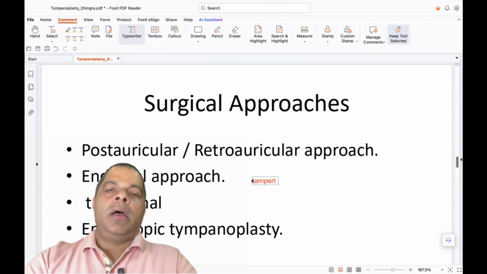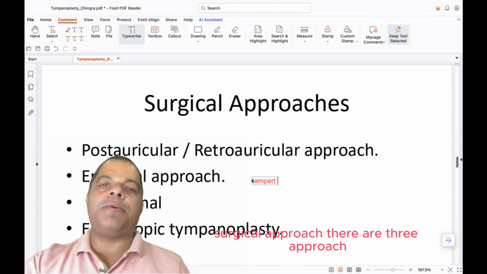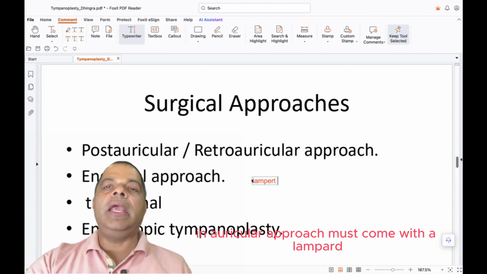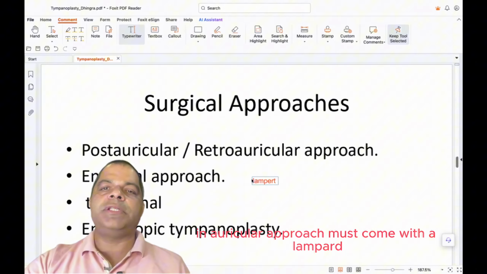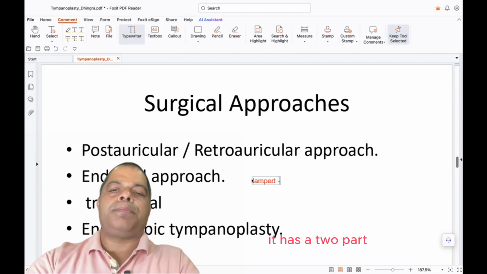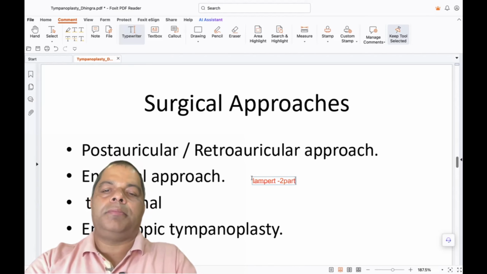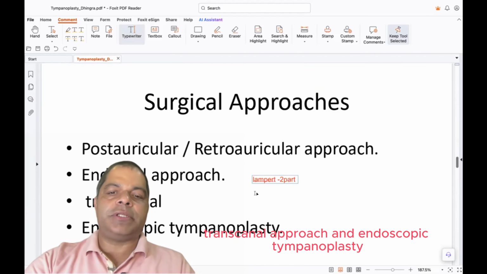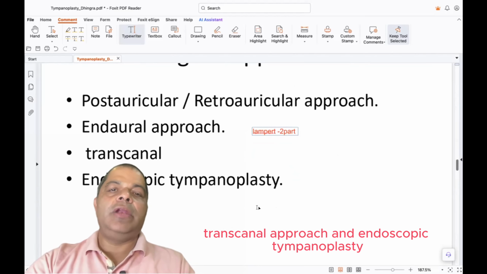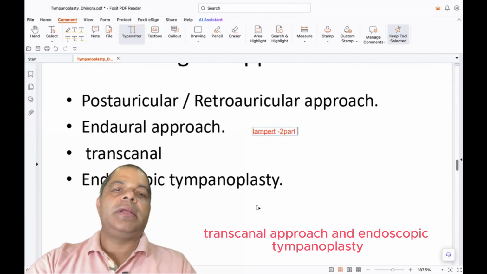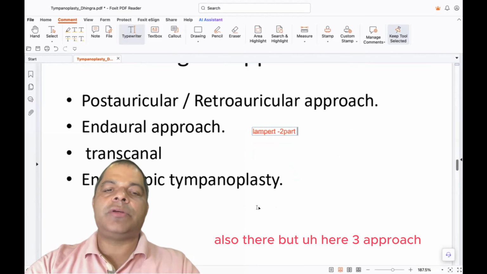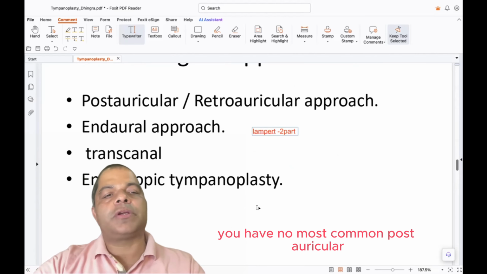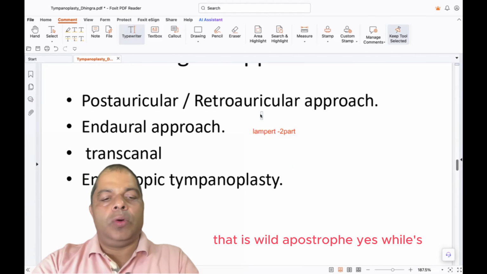Okay. So, surgical approach, there are three approaches you have to know: the postauricular approach or retroauricular approach. Endaural approach, the most common is Lempert. It has two parts. You should also mention the transcanal approach and endoscopic tympanoplasty. Also there, but of the three approaches you have to know, the most common is postauricular.